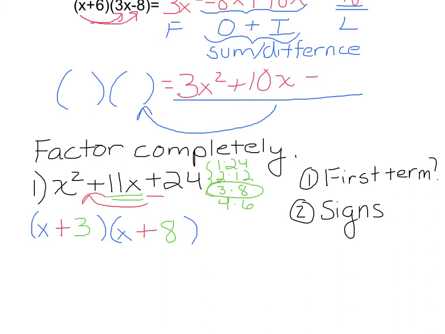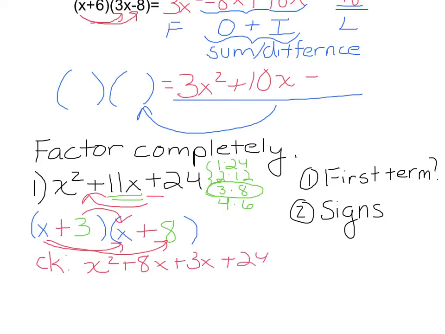Okay, so let's check our work here now. So we're going to do a check by multiplying. Okay, so first, outer, inner, last: x times x is x squared, x times 8 is 8x, plus 3x, plus 24. And in the middle, we will get x squared plus 11x plus 24, and that is our original trinomial that we wanted. So we were successful.